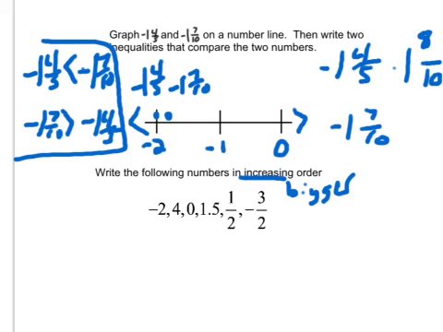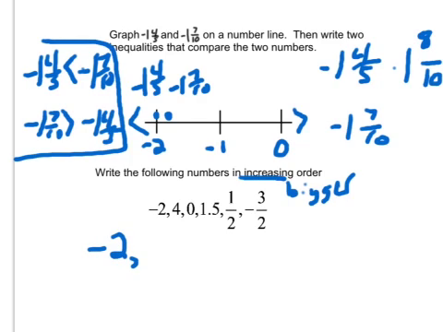So I got -2, 4, 0, 1.5, 1/2, and -3/2. Well, we should know that negative numbers are farther to the left on the number line, so they're smaller. So I need to decide which one is smaller, because I want to start with the smallest number. What's smaller, -2 or -3 halves? Well, -3 halves is the same as -1.5. Okay, so that means that -2 is farther to the left, so I'm going to start with that one.